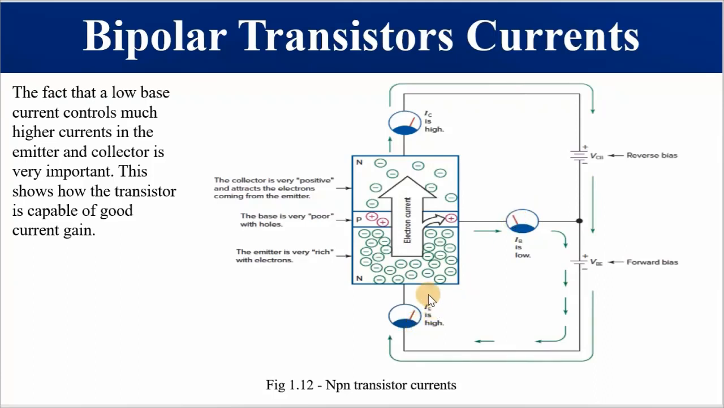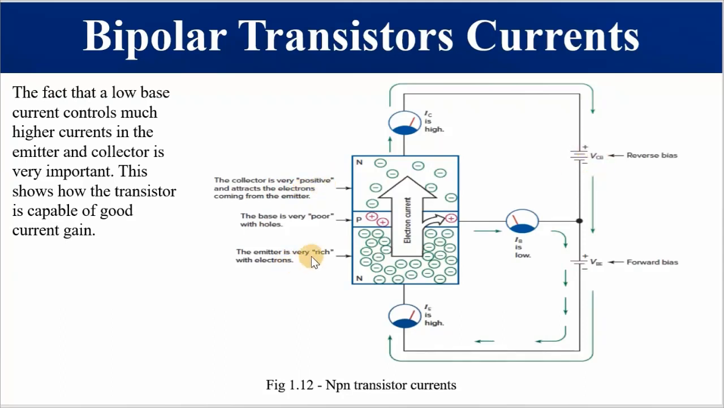As you can see, there is high emitter current because the emitter is highly doped. So most of the emitter current is going to reach the collector. Why? Because only very little current is going to flow through the base due to recombination. And as stated, the collector is very positive and it attracts the electrons. Why positive? Because of this polarity there.